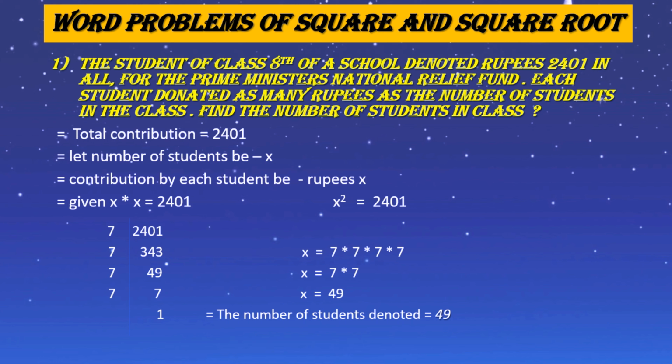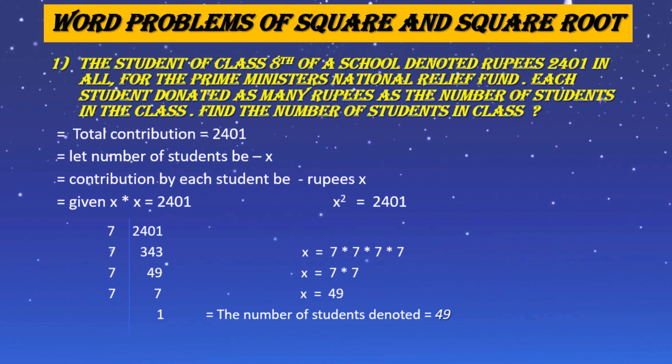2401 divided by 7 is 343, and 343 divided by 7 is 49, and 49 divided by 7 is 7, and 7 divided by 7 is 1. Let's see, x is equal to, we should write how many 7s there are: 1, 2, 3, 4. So x is equal to 7 into 7 into 7 into 7.